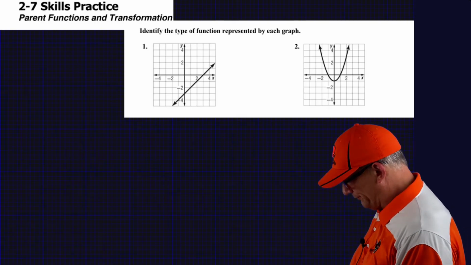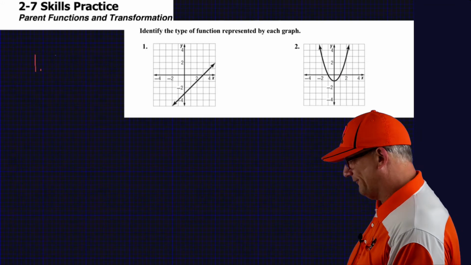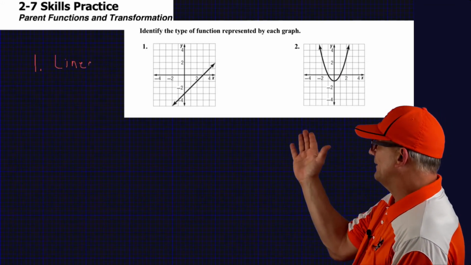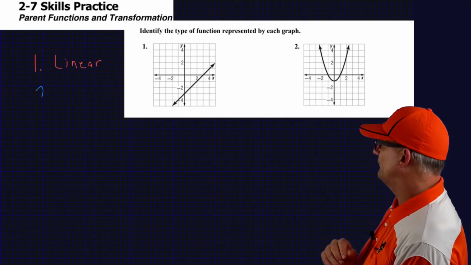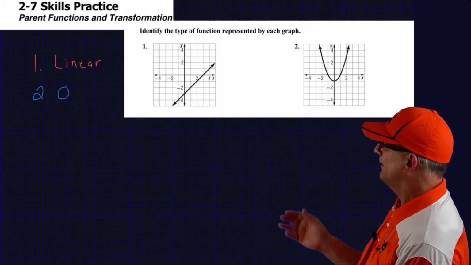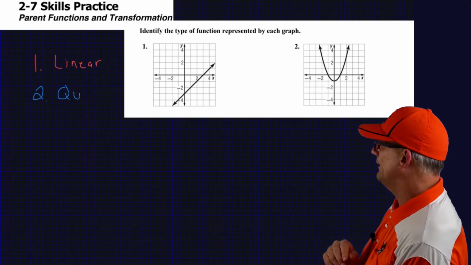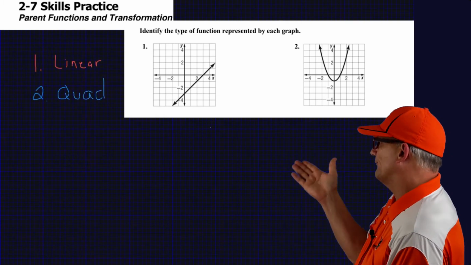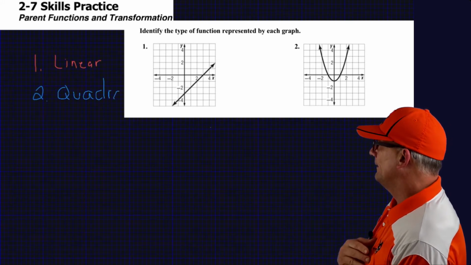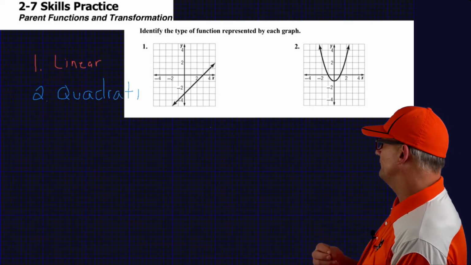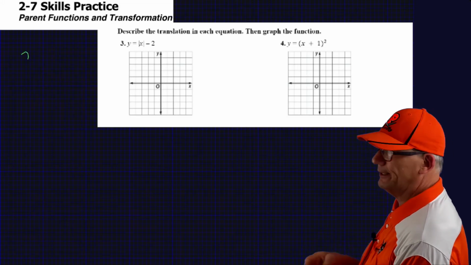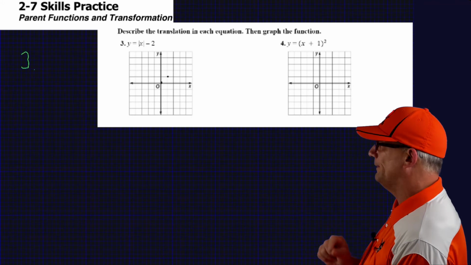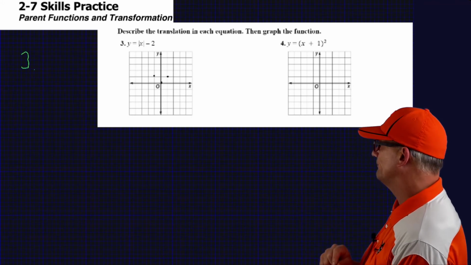So let's look at the first one. It says identify the type of function represented by each graph. Now, as Algebra 2 students, it almost seems silly for me to say this, but of course, any graph of a straight line, you know and I know is linear, right? So that's a linear function, it's a straight line. We should also know at this point in our mathematical evolution that number 2 is a parabola, and that a parabola can only be derived when we have a quadratic.